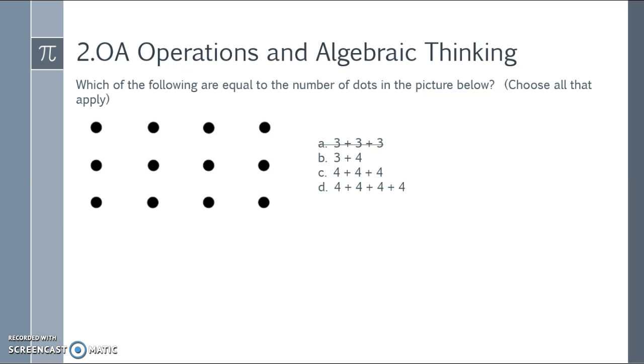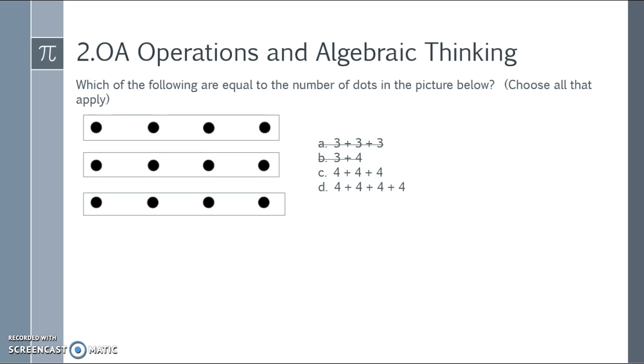If I box in 3 dots plus 4 dots, gosh, not all of our dots are counted for. So 3 plus 4 doesn't work. Let's add together 4 plus 4 plus 4. And I see here that they certainly do cover all of our dots. So we are okay.